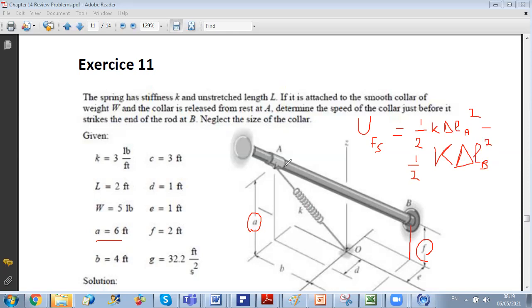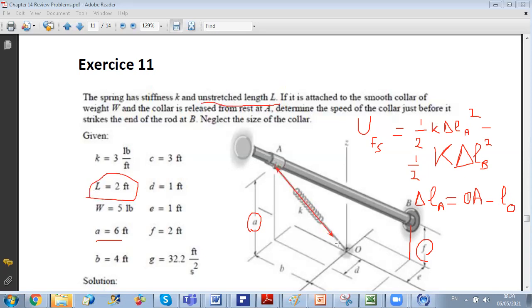So now, if we look at the figure, to get delta L_A, we will do OA minus L0, which is the unstretched length. So delta L_A is equal to OA minus L0. L0 is given. They said that the unstretched length is L equal to 2 feet. So now we should determine the length of OA.